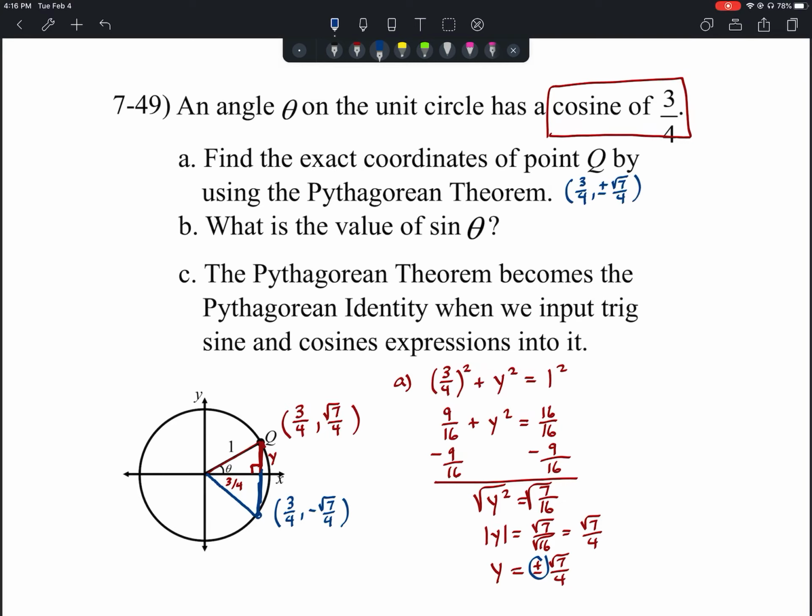It says, what is the value of the sine? Well, it's either one of those, the positive or negative square root of 7 over 4. And then it says the Pythagorean theorem becomes the Pythagorean identity when we input the trig expressions, the sine and the cosine expressions, into it. So what does that mean? Okay, so if we think about this here, right now all we did here, I'm going to draw this triangle just a little bit bigger.